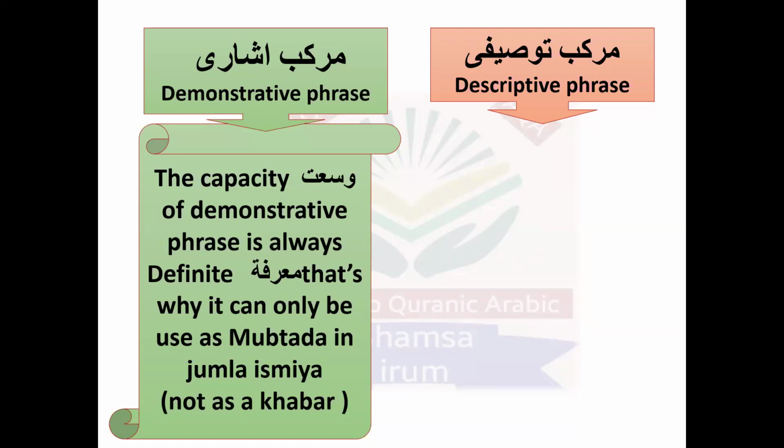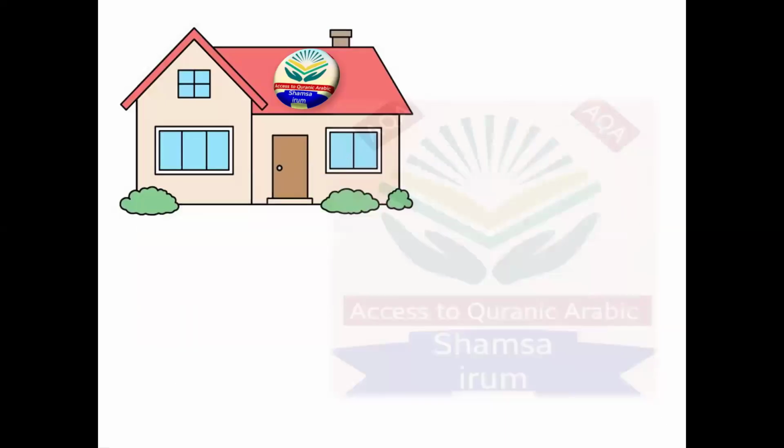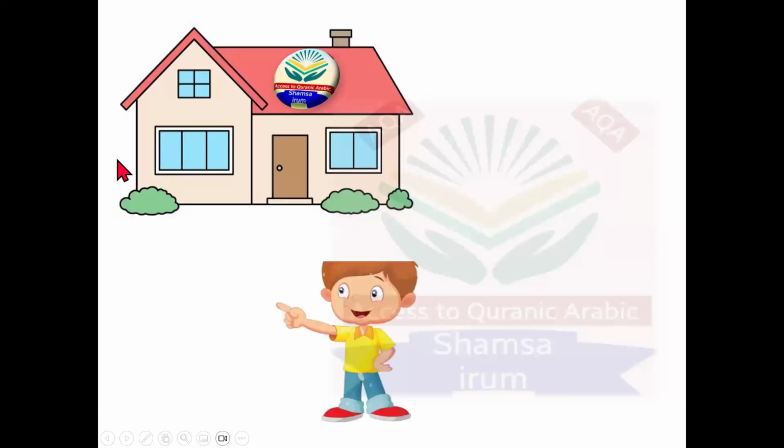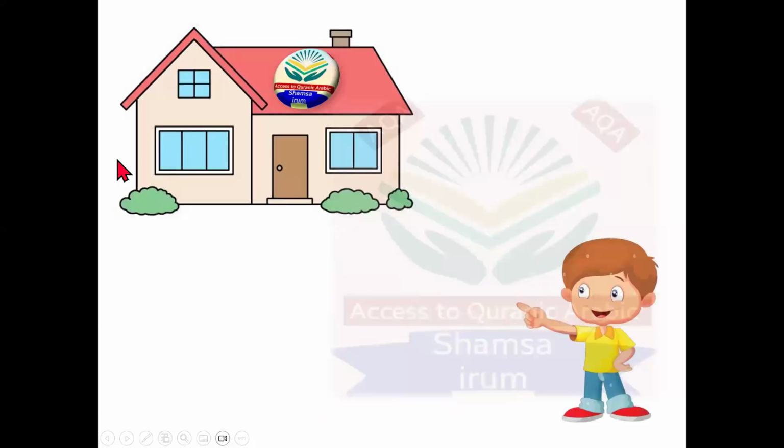So I will now explain to you with the full sentence. Here you can see a beautiful house, and one boy is pointing towards it. So it's pointing, which means demonstrative. I'm going to make a demonstrative phrase, and I'm going to use the demonstrative phrase in a jumla ismiya, in a nominal sentence. So look at it.